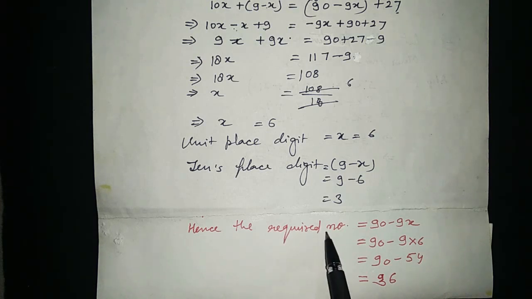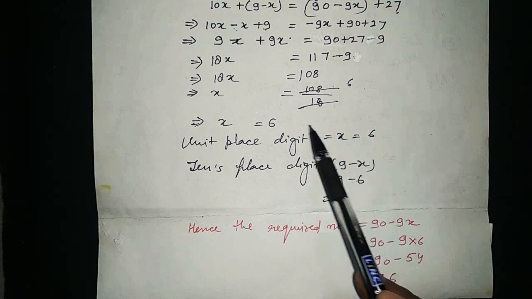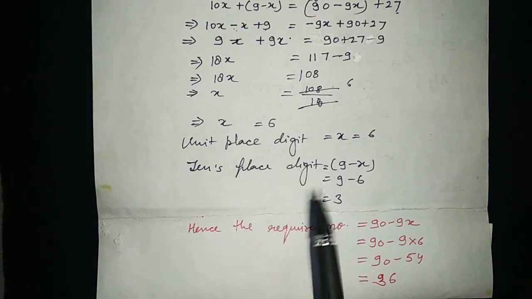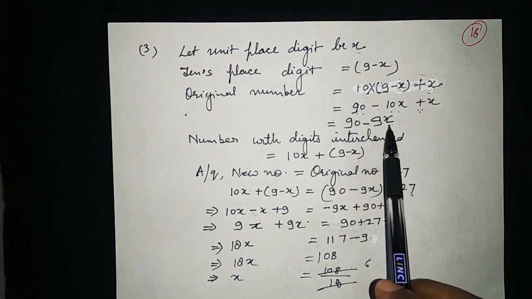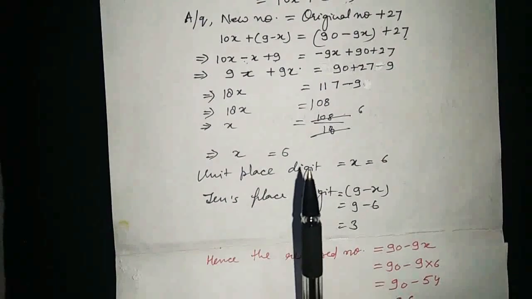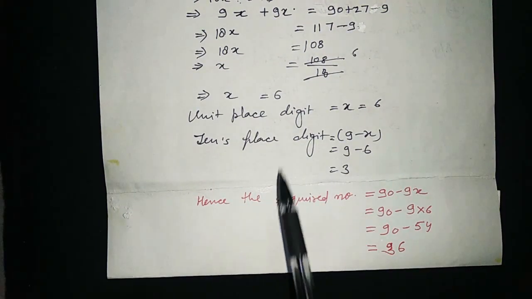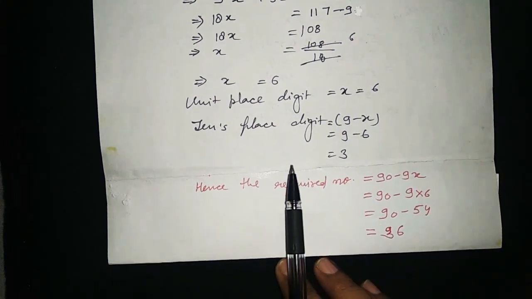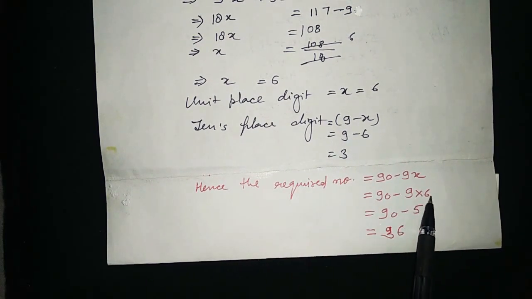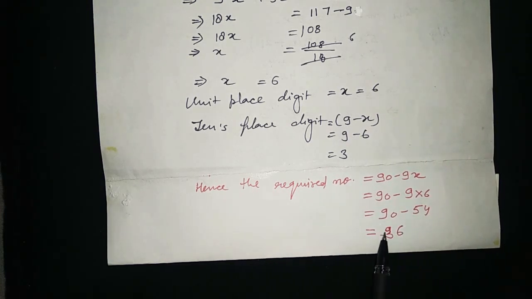To calculate the 2-digit number, you will put the value of this x in the original number. Here the original number is 90 minus 9x. Now after putting the value of this x in 90 minus 9x, we will get 90 minus 9 into 6, and 9 times 6 is 54, and 90 minus 54 is equal to 36. And here we can see the sum of both the digits is 9.